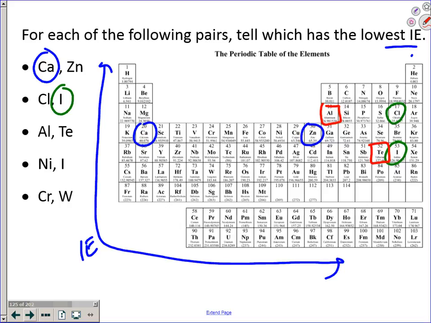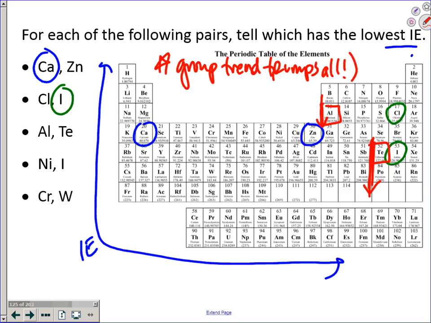So I'm going to say, since this one's lower in the group than this one is in its own group, the lower one in the group is lower in terms of ionization energy. So when you're fighting between two that are not in the same period or not in the same group, the group trend trumps it all, okay? That's why I'm going with tellurium as being the lower ionization, because it's the one that's lower in the group. Lower in its own group, versus aluminum in its own group, means it's got the lowest ionization energy between these two.